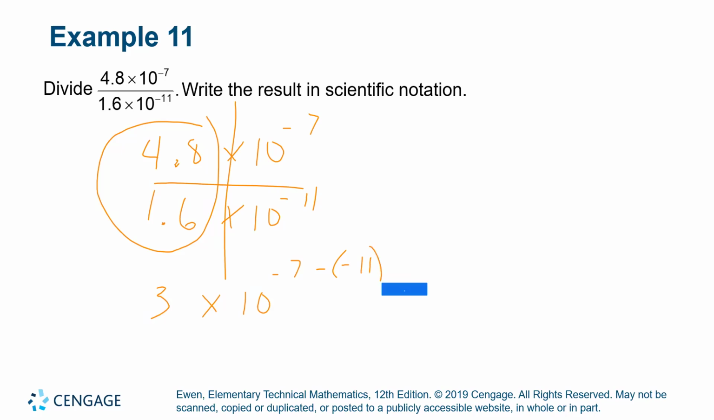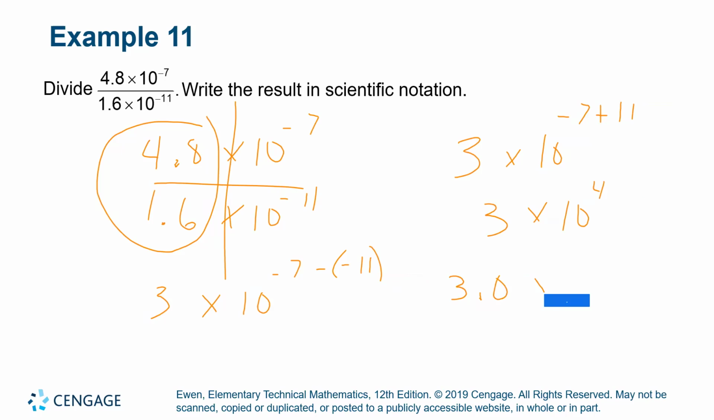negative 11. So this will give me 3 times 10 to the power negative 7 plus 11. 3 times 10 to the power 4. Negative 7 plus 11 is 4. So this should give me 3.0 times 10 to the power 4. So I've got it in scientific notation, 3.0 times 10 to the power 4. And that is it.